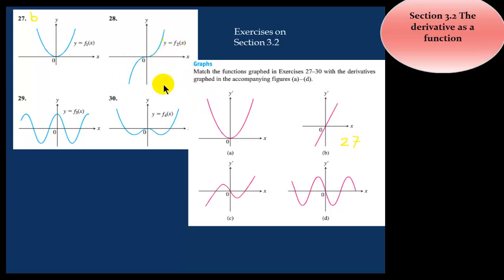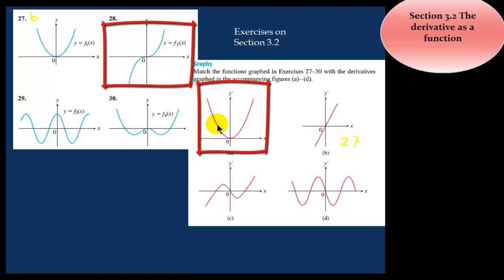That means that the best candidate for number 28 would be letter A, because they are all positive values except at the origin when y prime is equal to 0. Okay, so that means number 28 matches letter A. So this matches the graph of number 28 for its original function.